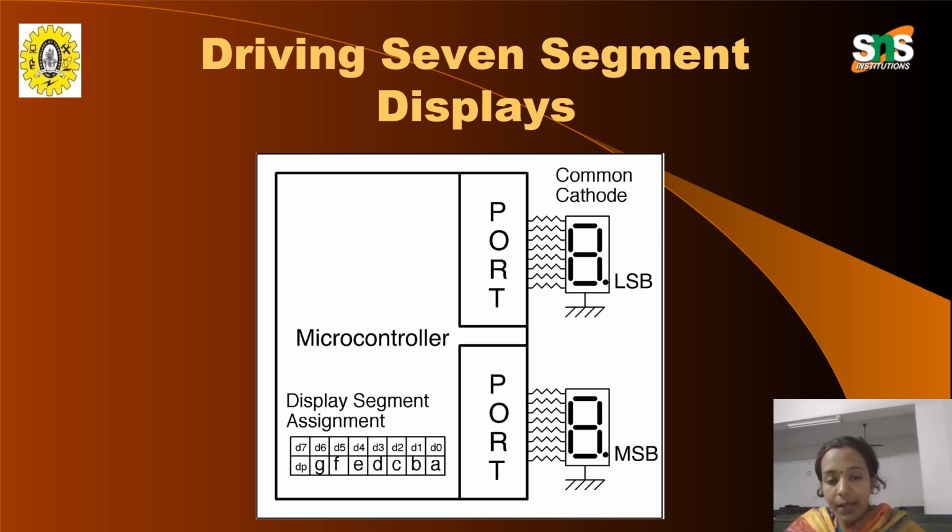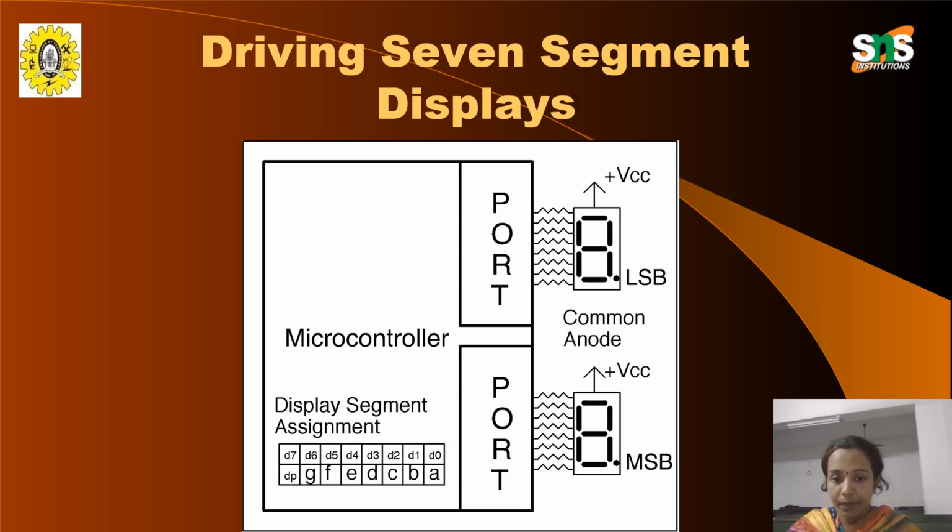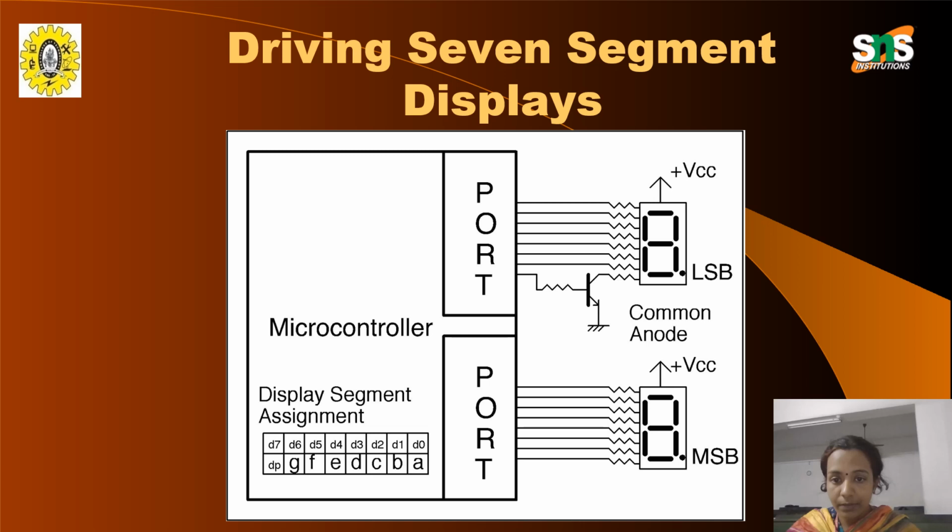So here we have a microcontroller which will be connected with 2 7-segment displays, common cathode. One 7-segment display will be connected with a port and another 7-segment will be connected with another port. So this is the driving of 7-segment displays. Here the last segment is connected with a transistor and a resistor.